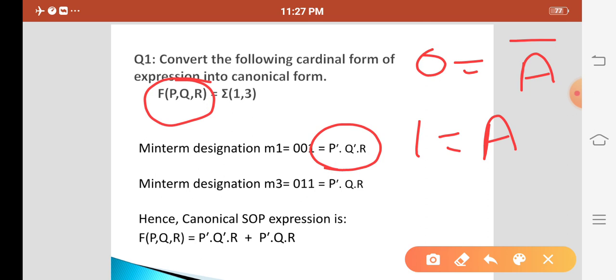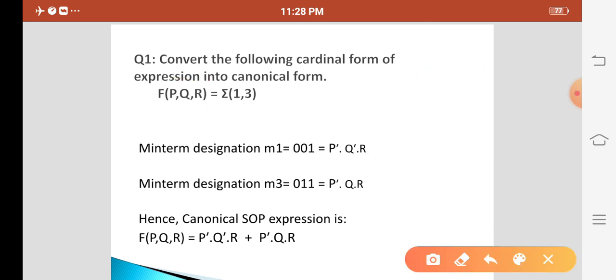So to find out the minterm, it is actually a product term, so we will use dot here in between p, q and r. So it will be p bar dot q bar dot r, because p bar means 0, q bar means 0 and r means 1. So this is how you will generate.